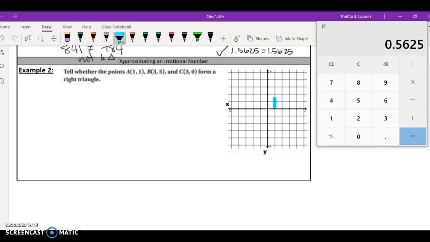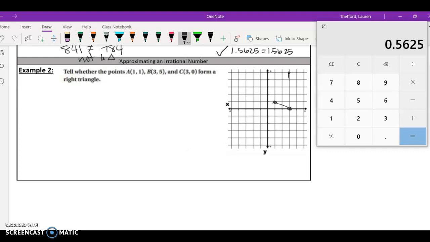Oops, don't want that. Made it bigger. All right, so that's 1, 1. Go over 3, up 5, and then over 3, up 0.